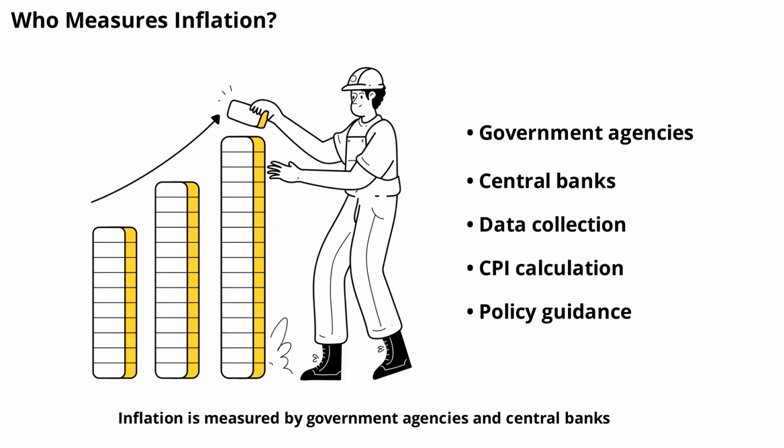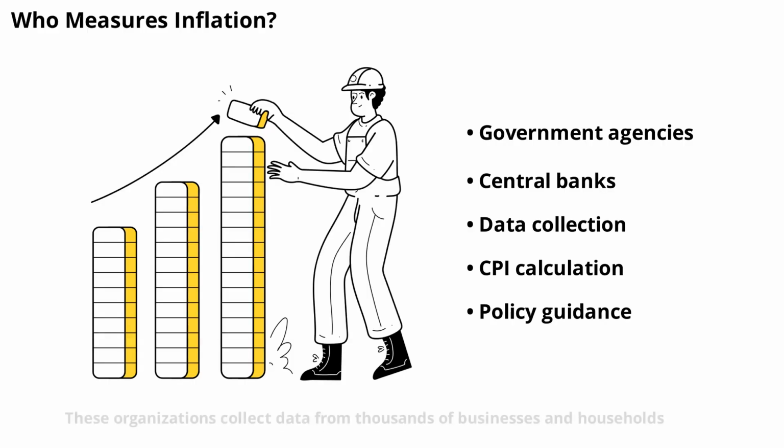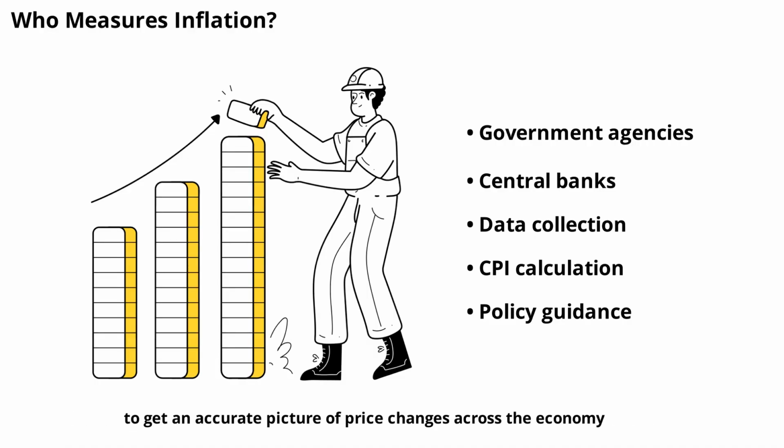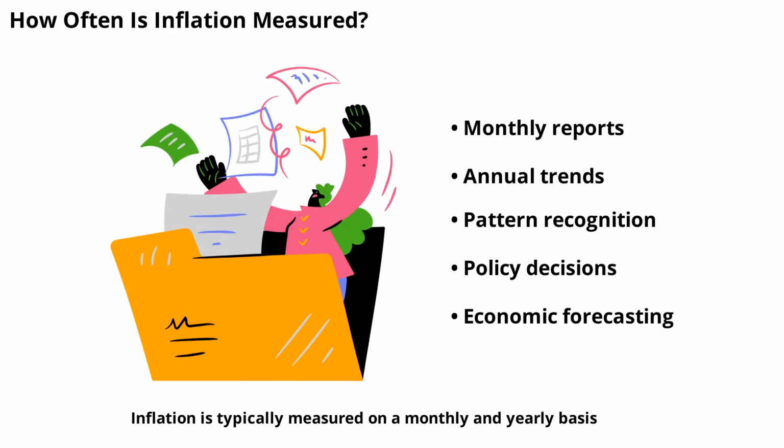Inflation is measured by government agencies and central banks. In the United States, the Bureau of Labor Statistics calculates the Consumer Price Index, while the Federal Reserve monitors inflation trends to guide monetary policy. These organizations collect data from thousands of businesses and households to get an accurate picture of price changes across the economy. Inflation is typically measured on a monthly and yearly basis.